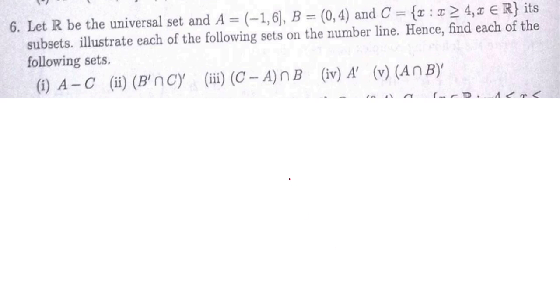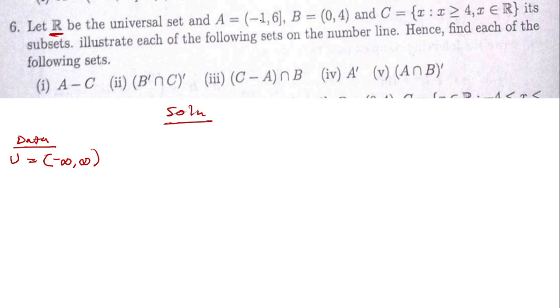My last question is this one here, which is question 6. So I'll write my solution. For this solution, I'll read out the question. Let R be the universal set. So I'll write my data there. I've been given that the universal set U is R, which is real numbers. This R stands for real numbers, which simply means that we are moving from negative infinity to positive infinity.